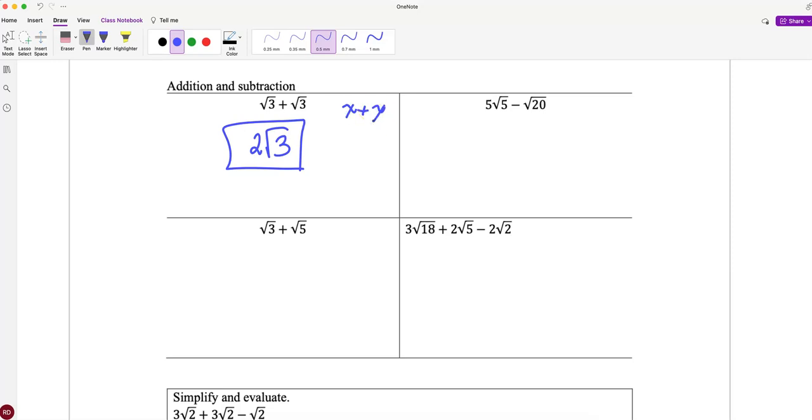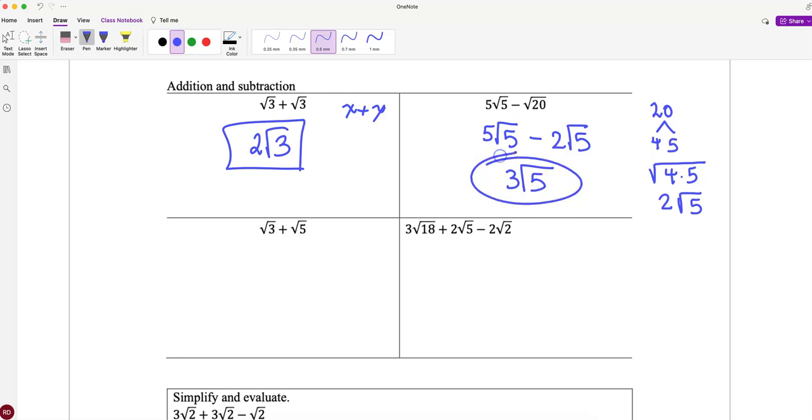Now, if I look at the next one, these are unlike terms, but I've already demonstrated that the square root of 20, what is that, 4 times 5? So the square root of 20, that's the square root of 4 times 5, which is 2 root 5. So this is 5 root 5 minus 2 root 5. Now they are like terms. Final answer is 3 root 5.